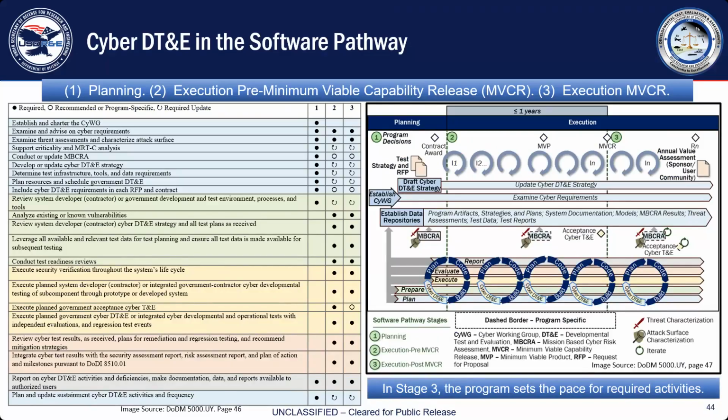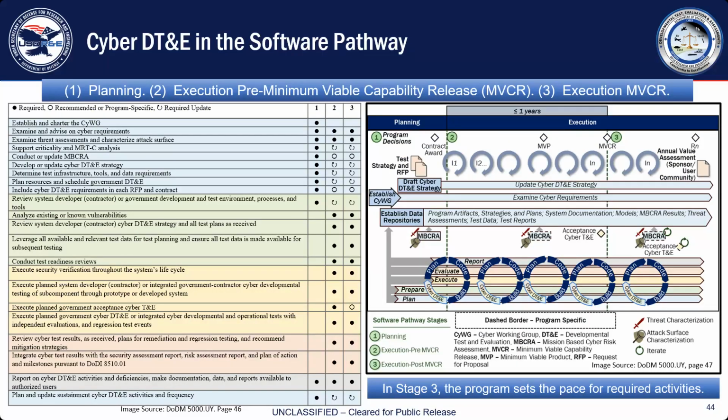But one of the big questions we also get is about software pathway and cyber DT&E. Just like the Defense Business System pathway that I showed earlier, this is the DoD manual's software pathway table. So you can see now there's 3 stages for cyber DT&E as opposed to 5 that were in DBS. But the activities are the same. The table list of activities are identical. So they're common across all the pathways. They would be common for any effort.